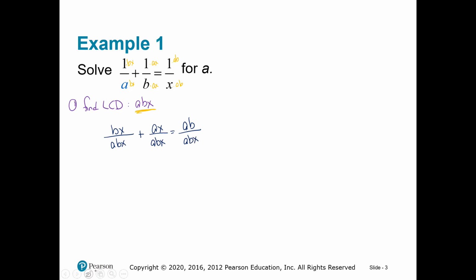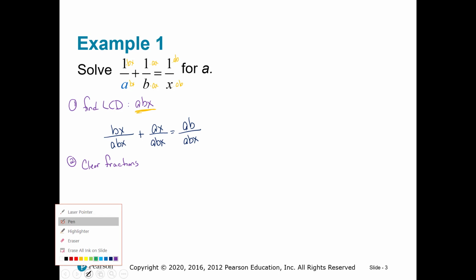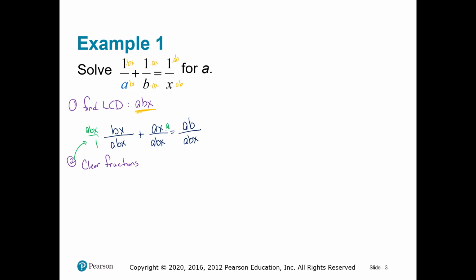Okay, so after we make all the denominators look the same, what do we do? That's right, we clear the denominator, we clear the fractions. So remember how we do that? Yes, we multiply everything by the LCD, which means in this case, all 3 of these fractions will get multiplied by ABX over 1, because we should multiply a fraction by a fraction. So then ABX's top and bottom all cancel out, don't they? Which means what remains is simply BX plus AX equals AB. So just like we did in the last section, yes? This is nothing new, is it?